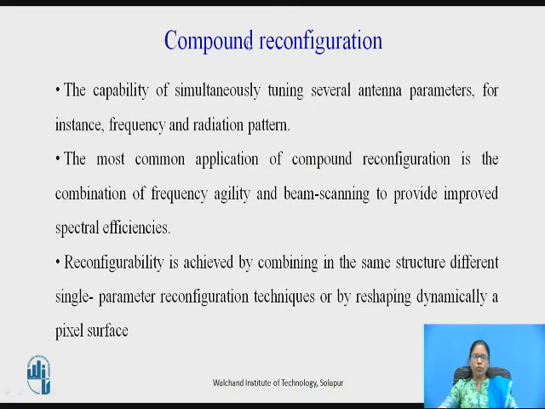Now another kind of reconfiguration is the compound reconfiguration. Compound reconfiguration is the capability of simultaneously tuning several parameters such as frequency, radiation pattern, etc. The most common application of compound reconfiguration is combining frequency agility and beam scanning to provide improved spectral efficiencies. Reconfigurability is achieved by combining, in the same structure, different single-parameter reconfiguration techniques, or by dynamically reshaping the pixel surface.